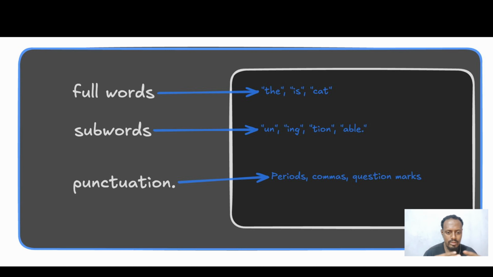And second is subwords. These are parts of words like un, ing, tion, or able. Less common or longer words get broken into these chunks. It's how the model handles new or rare words without completely losing its mind. And the third is punctuation, like periods, commas, and question marks. Those are their own tokens too. Even a simple exclamation mark has its own token.